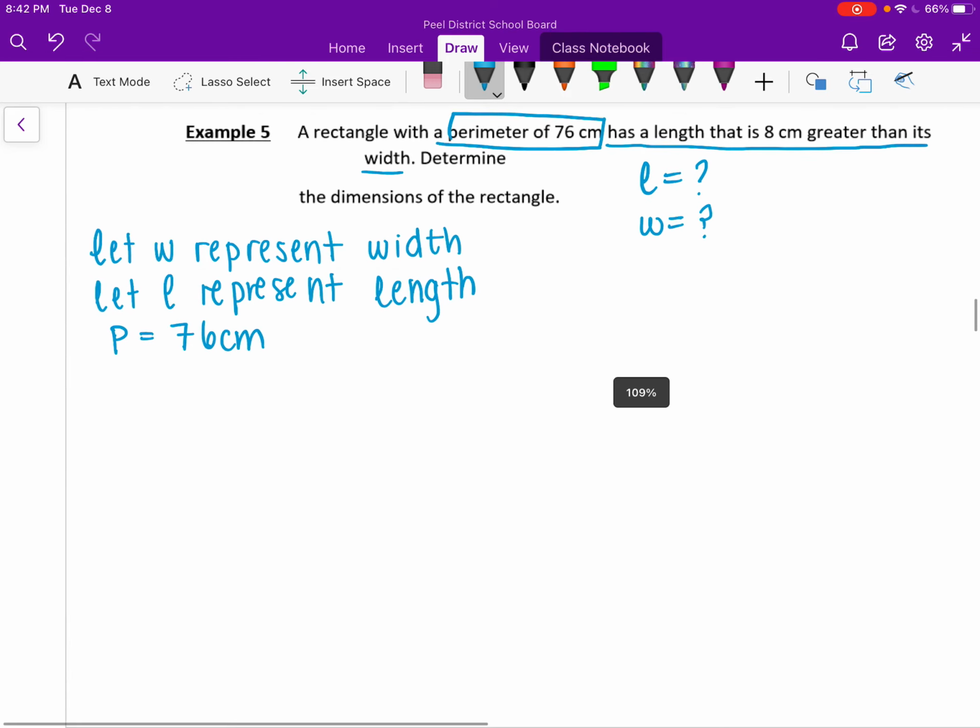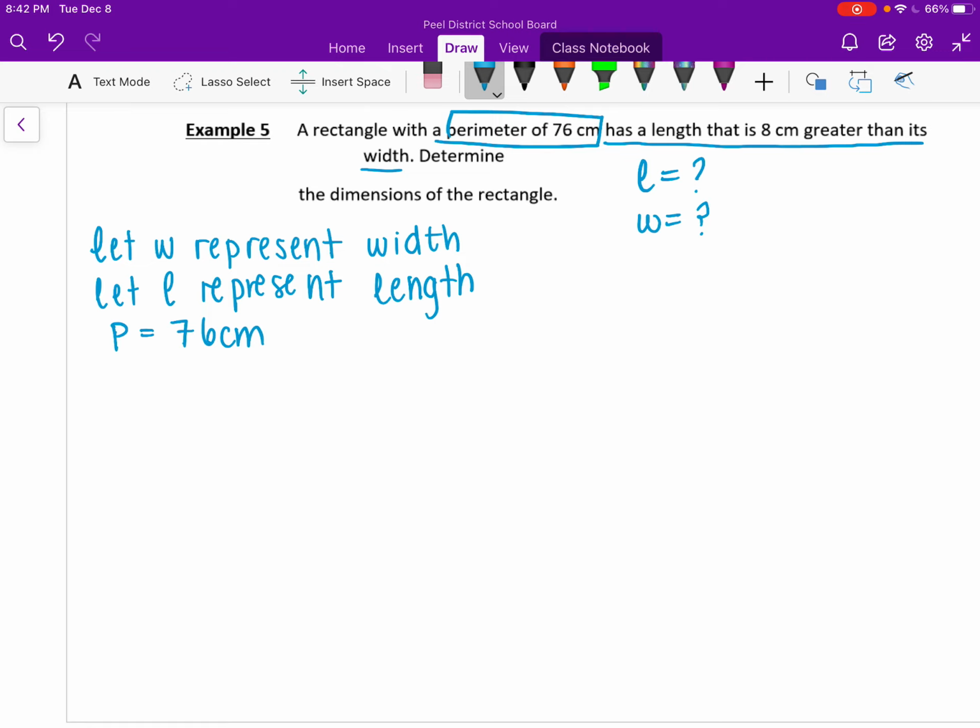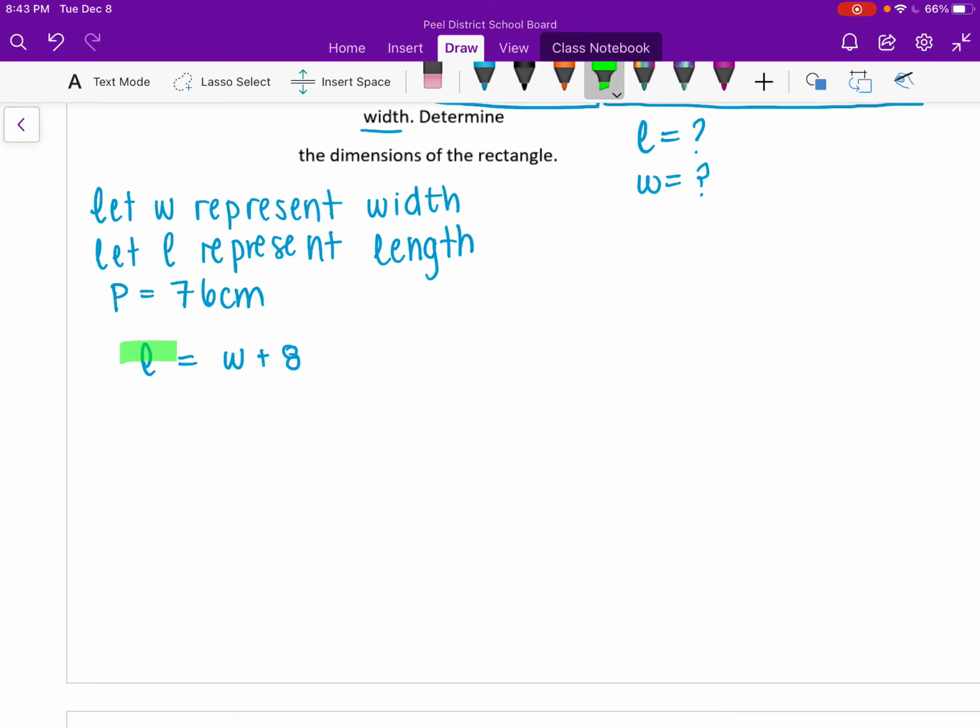Let's define one of these. Let's define length in terms of width, right? So we know that the length is 8 centimeters greater than the width. So let's determine what the length would be as an equation. The length is 8 centimeters greater than the width. That means that length is equal to width plus 8, right? And now we have a value for L that we can sub in using width in that equation.